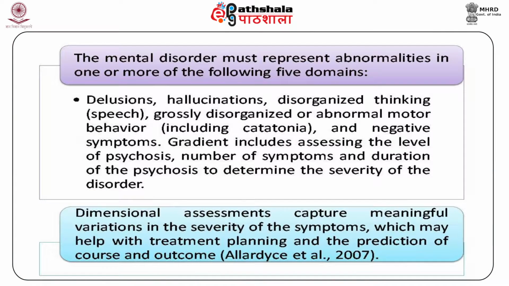The mental disorders must represent abnormalities in one or more of the following five domains, which are delusions, hallucinations, disorganized thinking, grossly disorganized or abnormal motor behavior, and negative symptoms. Gradients include assessing the level of psychosis, number of symptoms, and duration of the psychosis to determine the severity of the disorder, while the dimensional assessment captures meaningful variation in the severity of the symptoms, which may help treatment planning and prediction of the course and outcome.